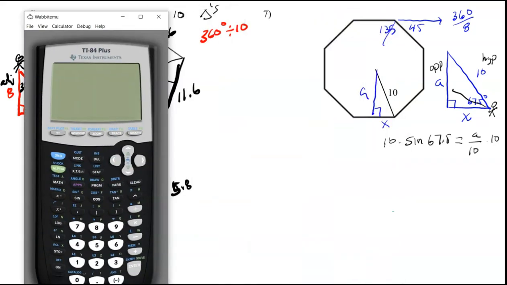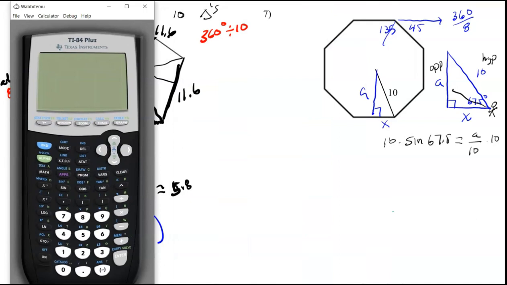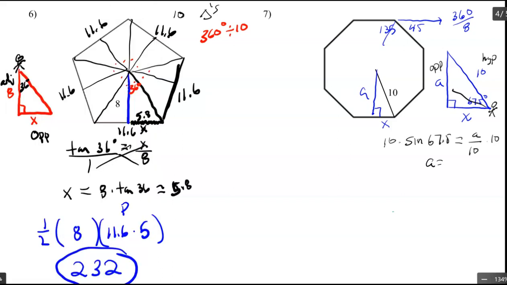Let's move him over. 10 times sine 67.5. It's kind of hard doing this on a calculator on a touch screen. Boom. Let's just call it 9.2. So we know A is 9.2. So I'm going to go ahead and put that right in here.